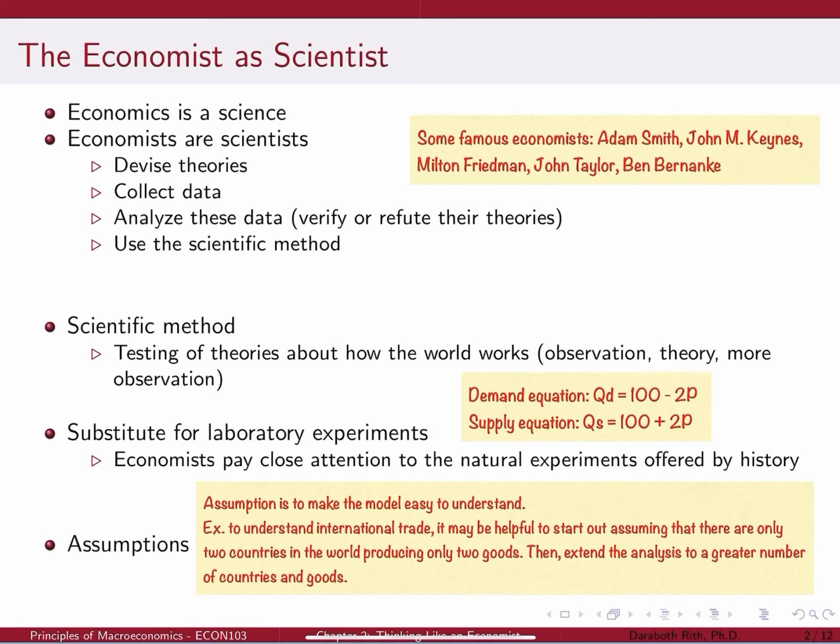For example, to understand international trade, it may be helpful to start out assuming that there are only two countries in the world producing only two goods. And then they extend the analysis to a greater number of countries and goods. Again, the goal of a model is to simplify reality to increase our understanding. So the models that economists use are composed of diagrams and equations.